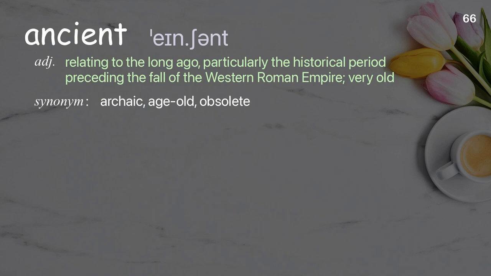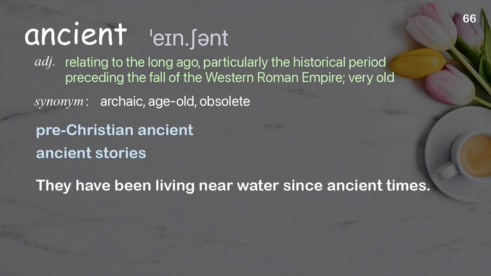Ancient: relating to the long ago, particularly the historical period preceding the fall of the Western Roman Empire, very old. Examples: pre-Christian ancient, ancient stories. They have been living near water since ancient times.